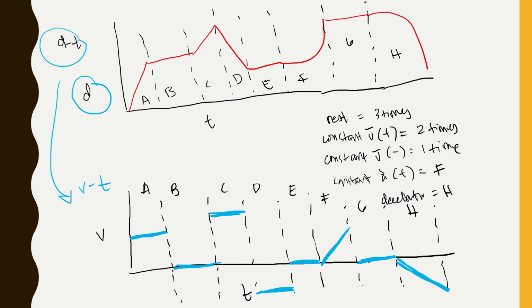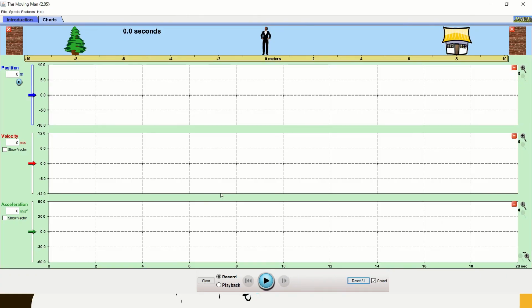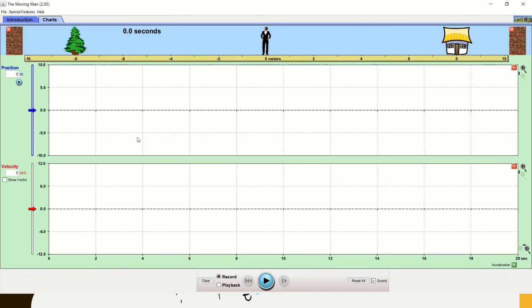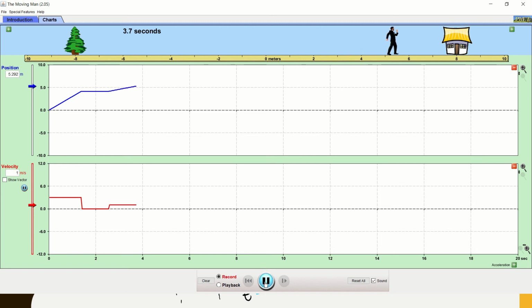Tingnan natin kung tama yung magiging drawing natin dito. So, tingnan natin yung simulation. Hopefully, hindi ako mapahiya. So, sabihin natin meron tayong 3 meter per second. Sige. Stop. Let's play. So, stop natin yung 3 meter per second. Gawin naman natin 0. Kasi nag-rest. Alright. And then, tumaas na naman siya. Okay. 1 meter per second. And then, constant velocity na opposite. Negative 2.